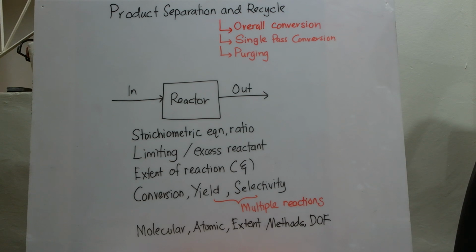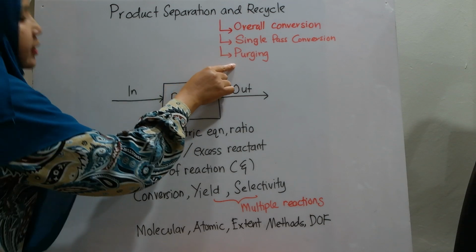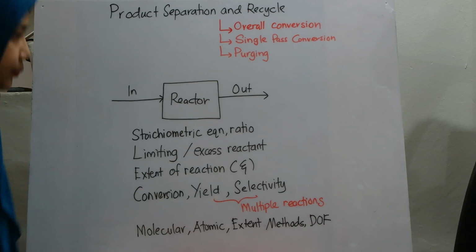In this part 11, we will look into several new concepts related to the subtopic of product separation and recycle in reactive process mass balance. Under product separation and recycle, we have three concepts that we need to know: the overall conversion, the single pass conversion, and, under recycle, another concept known as purging.